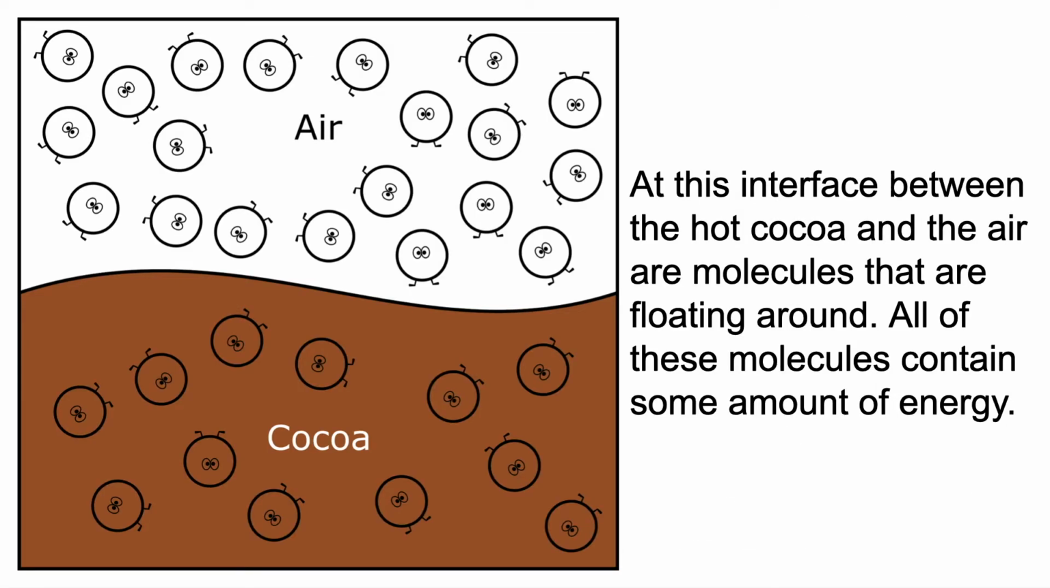If we were to zoom into a cup of hot cocoa, we see a layer where the liquid cocoa molecules and the surrounding air molecules meet. We will focus on this layer in the simulation since it is the only place in our model that energy can be transferred. All the air and cocoa molecules floating around this area contain some amount of energy, and the amount of energy is related to how fast the molecules are moving.